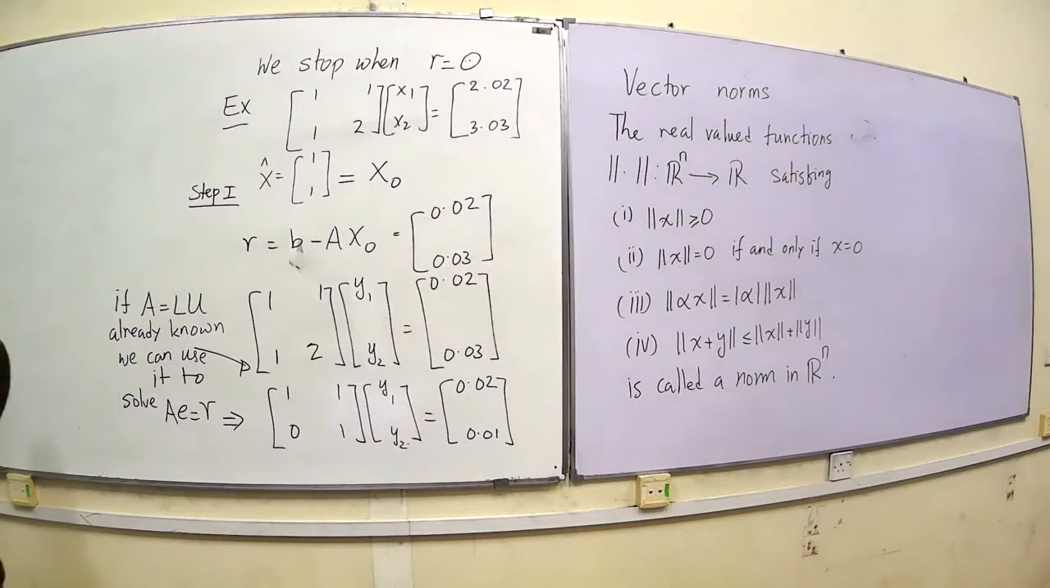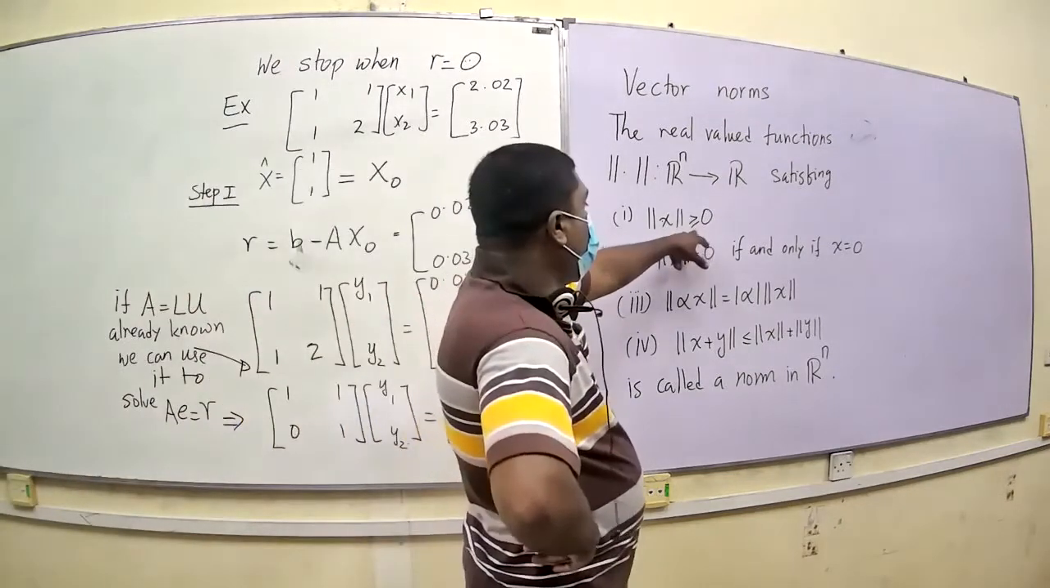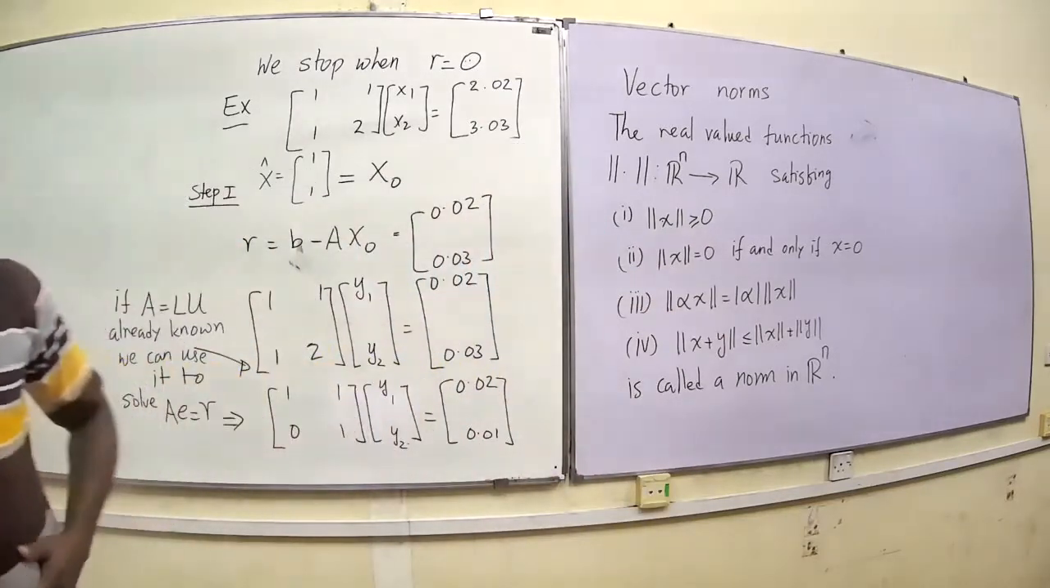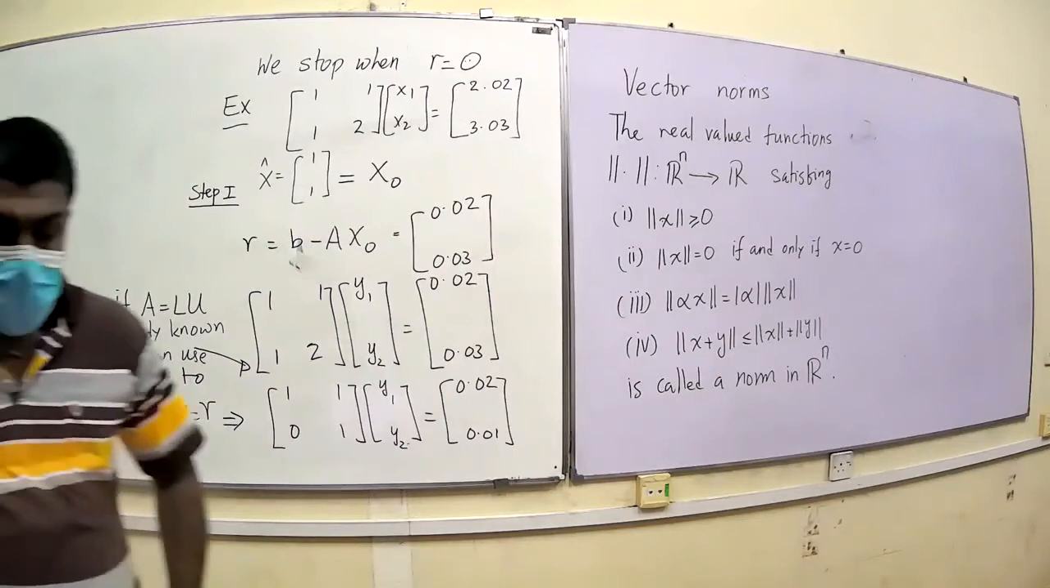In particular, it is a non-negative real number, greater or equal to 0. So for any vector, the vector norm is greater or equal to 0. And if the vector norm is equal to 0, then the vector must be 0, and vice versa: if the vector is 0, then the vector norm is 0. For a constant multiple of a vector, the norm is the absolute value of that constant times the norm of the vector. And it will satisfy the triangle inequality: the norm of x plus y is less or equal to the norm of x plus the norm of y.